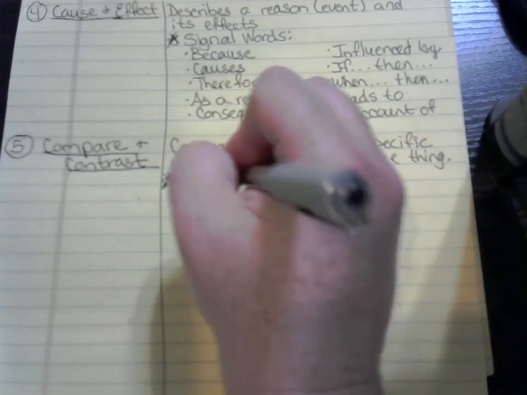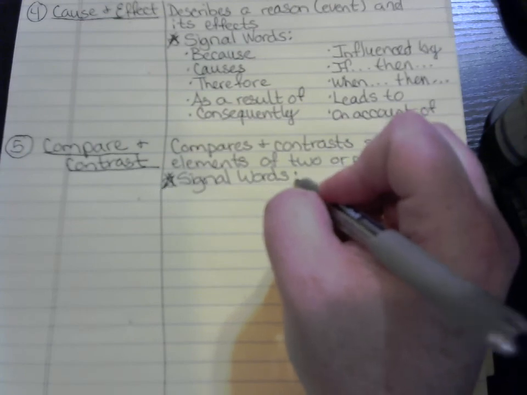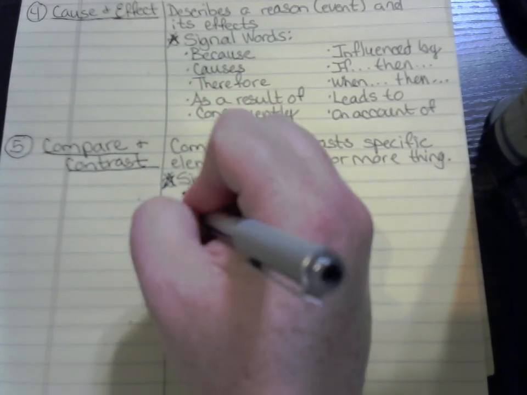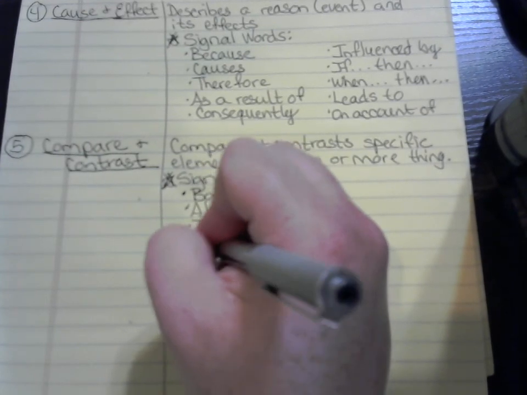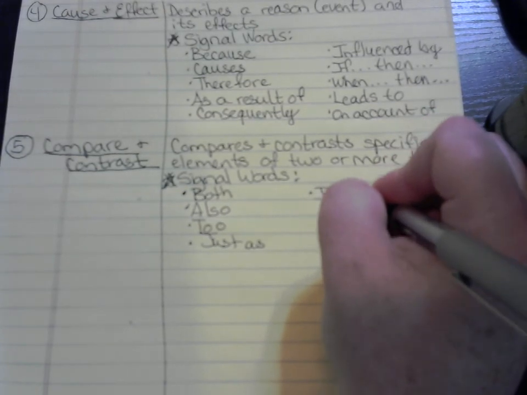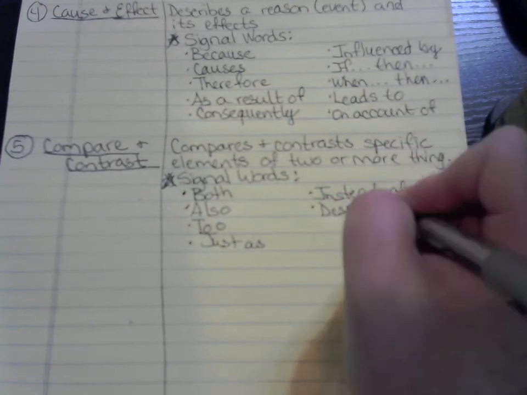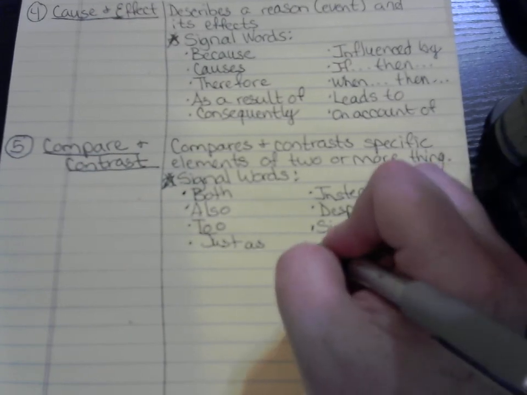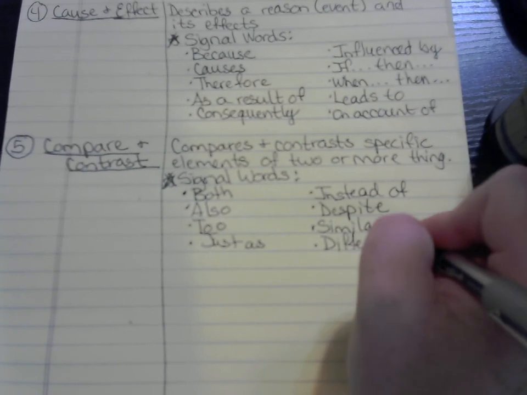So the signal words for this, again, you're going to start seeing some overlap. Both, also, to, just as, instead of, despite, similarly, different from.